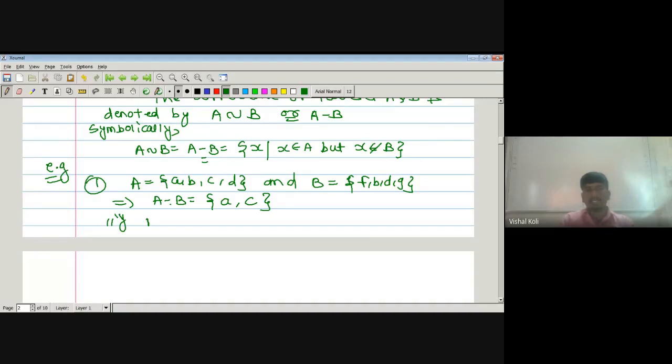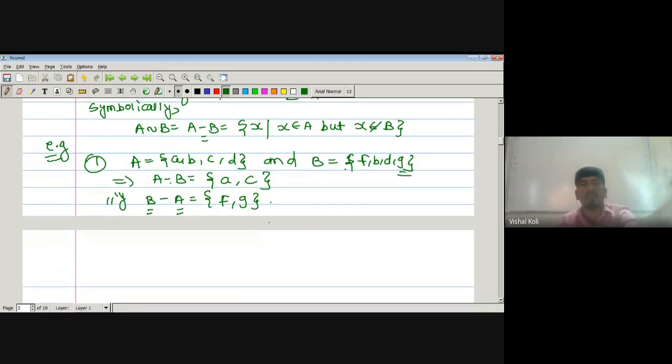Similarly, B minus A. In B minus A, we have to take all those elements which are present in B but they are not present in A. Now f is an element which is present in B but f is not a member of A, then f is present in B minus A. b and d are the elements which are present in both the sets B and A, therefore b and d are not the members of B minus A. Now g is an element which is present in B but which is not a member of A, therefore g is a member of B minus A. Therefore in this way we can find out A minus B and B minus A.